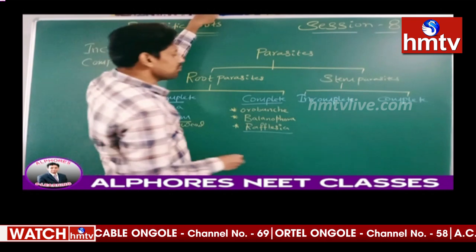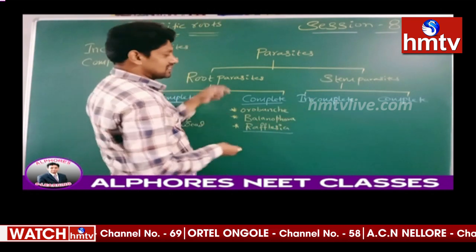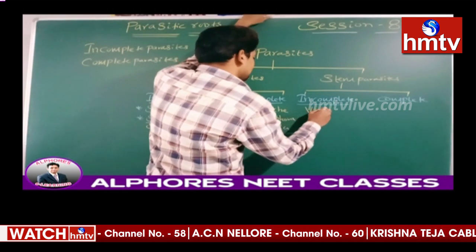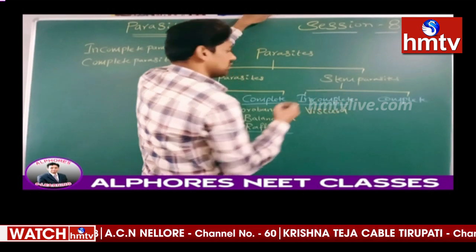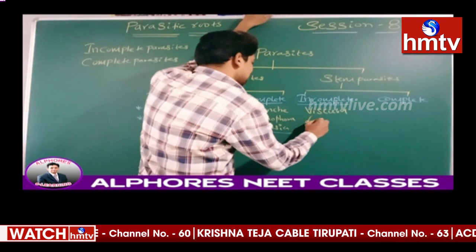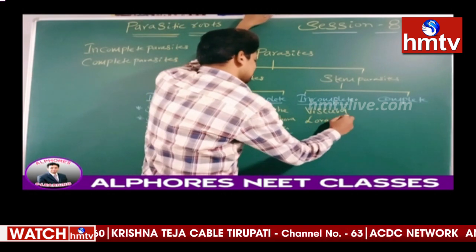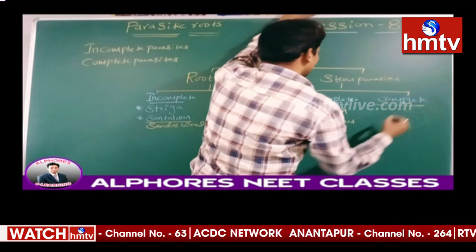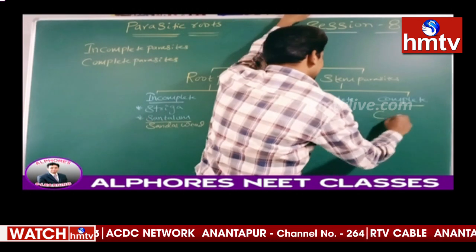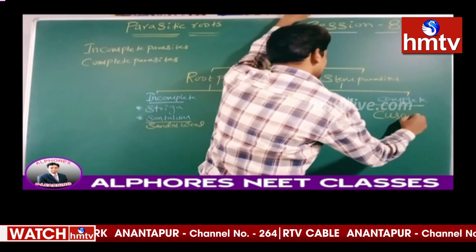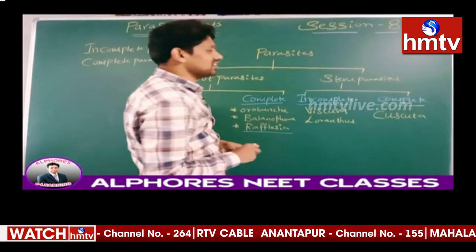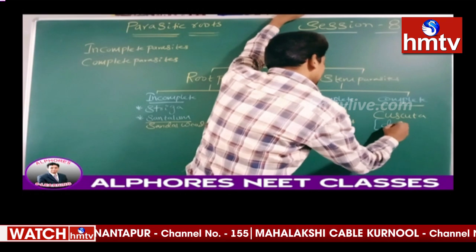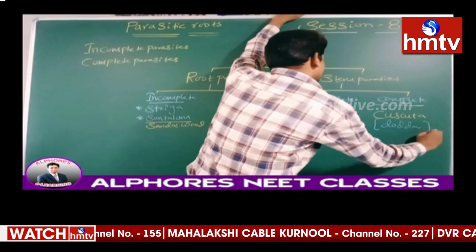Okay, right. Now go for incomplete stem parasite. Examples I am writing. First one is Viscum. What is the first one, sir? Viscum. Second one is Loranthus. What is the second one, sir? Loranthus. Sir, go for the last one. Complete stem parasite. Complete stem parasite example is Cuscuta. What is the example for complete stem parasite, sir? Cuscuta. What is the common name of Cuscuta plant, sir? Dodder plant.